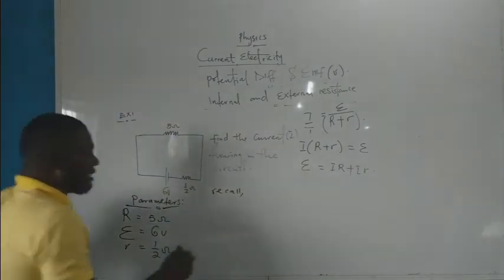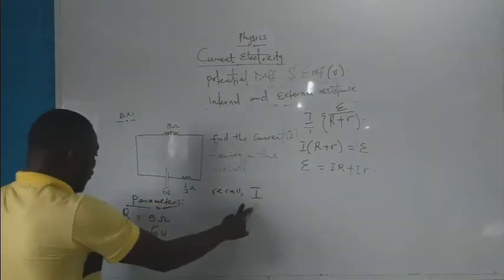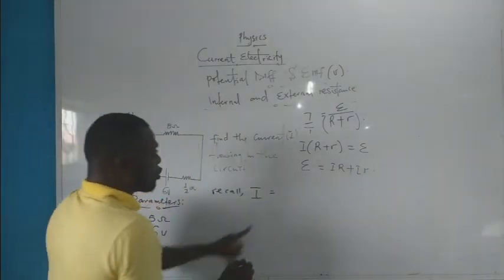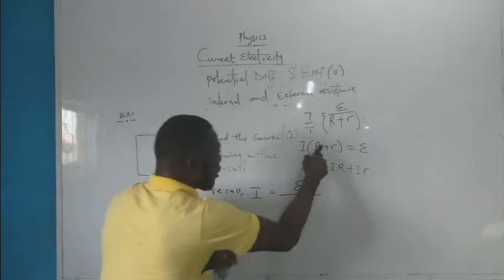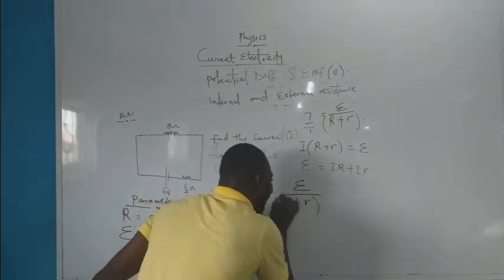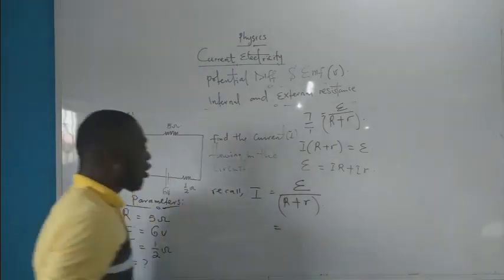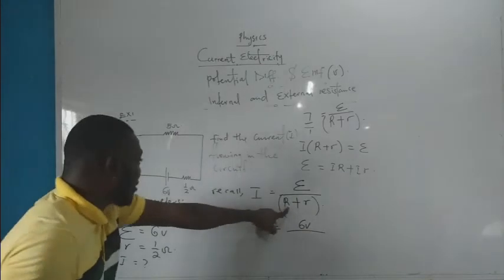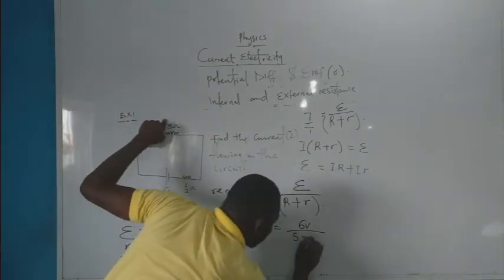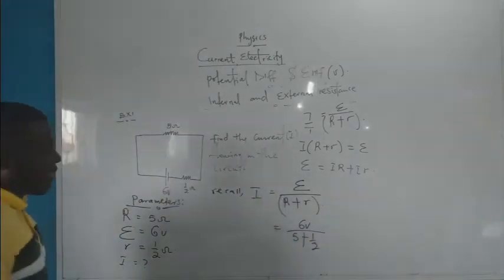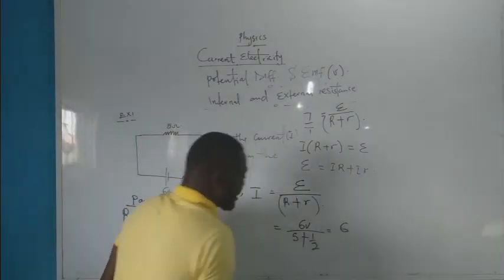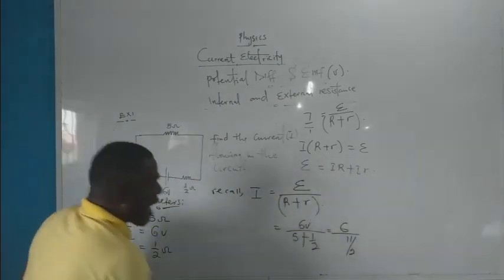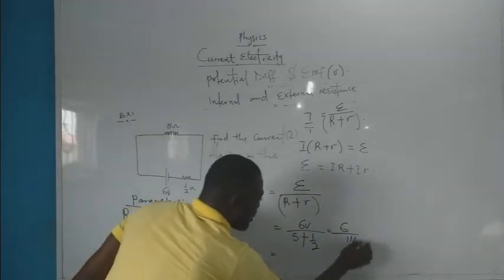We know that the current, which you have to look for, current is unknown, is equal to E over R plus r. Are we together? So this will be equal to E, which is 6 volts, over 5 plus 1 over 2. And this will give us 6 over 11 over 2. Are we together? And that will give what? This will move up.